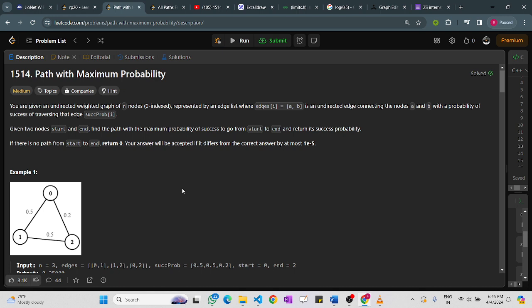If we read the statement of this problem, you will get everything. In the case of Dijkstra, you have to find the minimum kind of things. But in this case, we have to deal with maximum kind of things.